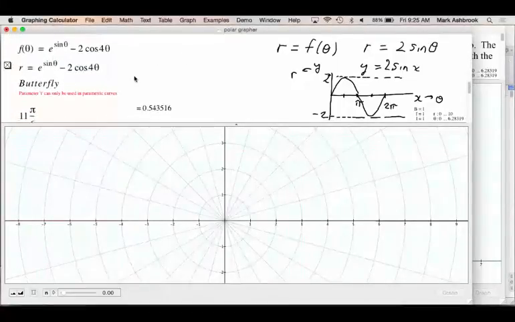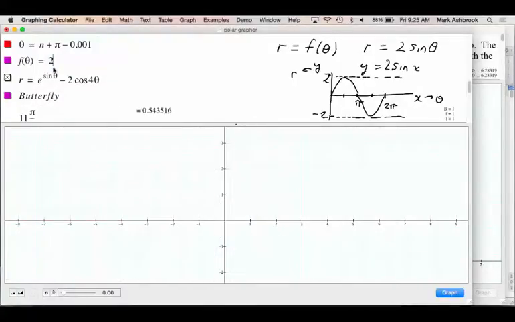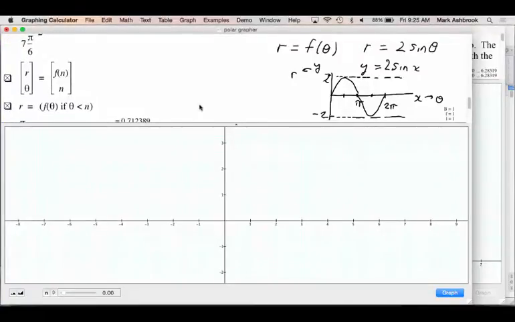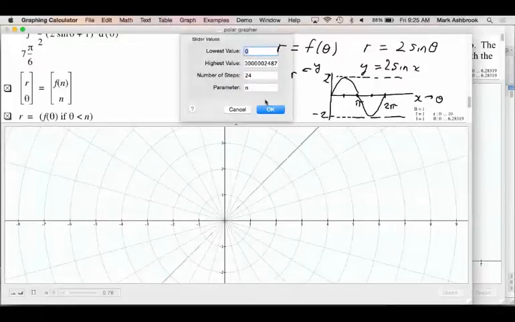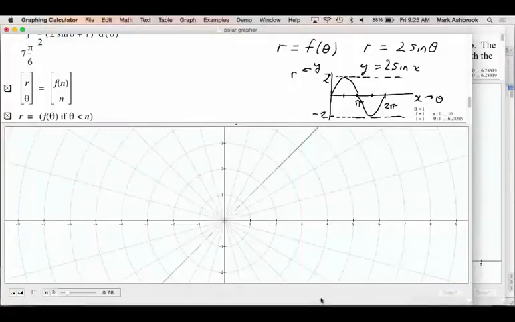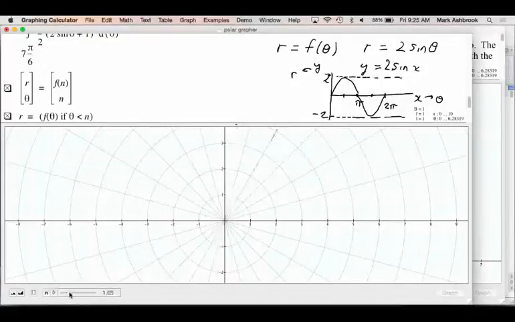So let's set that up to do that. But we're not ready to yet. Okay, so here we go. So what happens, we're looking at that graph, what happens as theta varies from 0 to pi over 2? Let's see if 48 will work. Perfect.